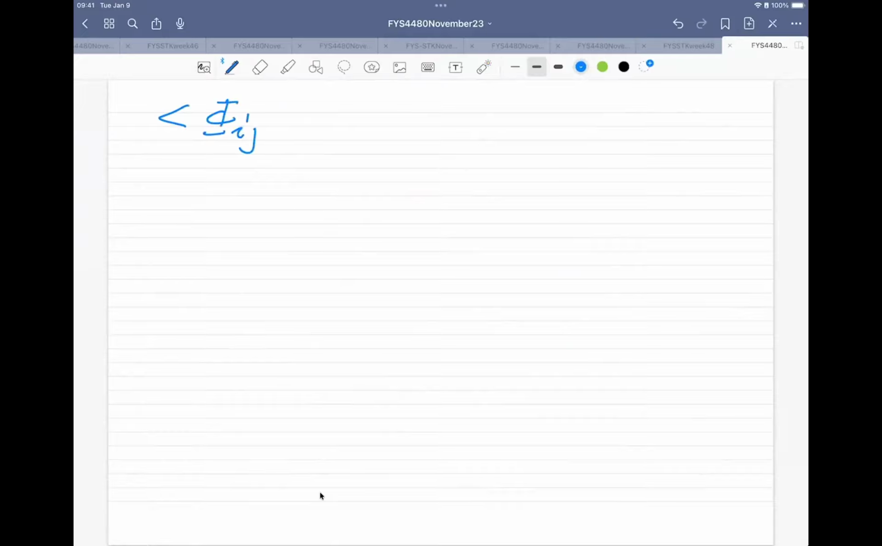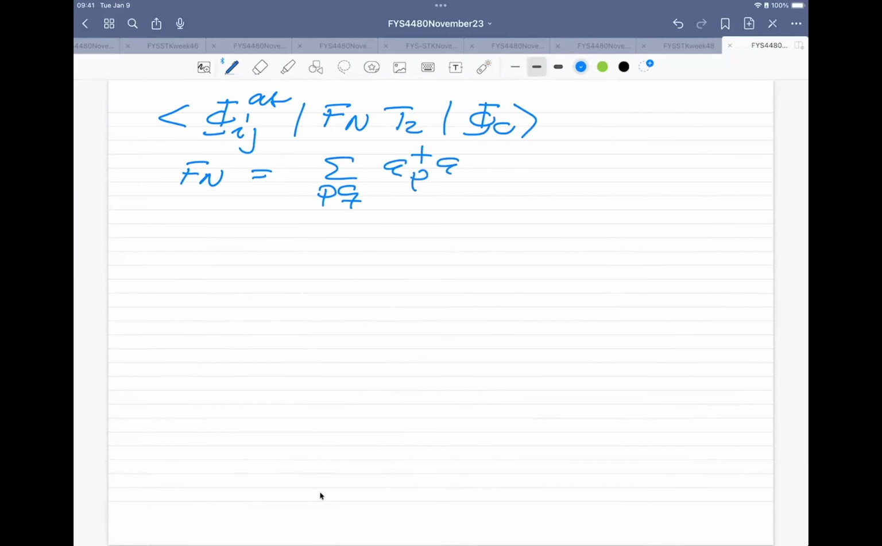Okay, so let's look at these expressions and let's remind ourselves about the first term. So we have ij, ab, and then we have this fn, and then we have t2, and then we have phi 0. Now, fn is just the sum over all the possible PQs here. And we have AP dagger, so this is a one-body operator. And then we have an integral over P, and then we have this F and Q here. We just leave it unspecified.